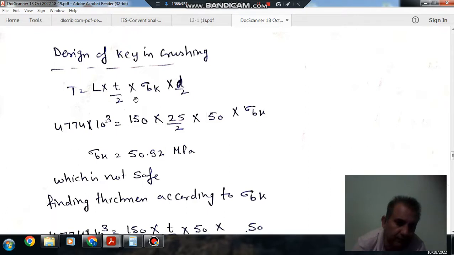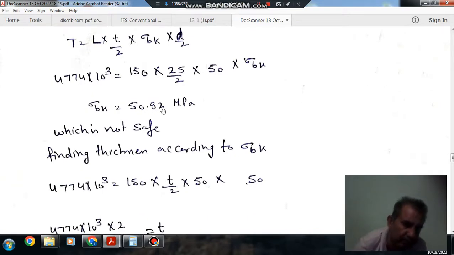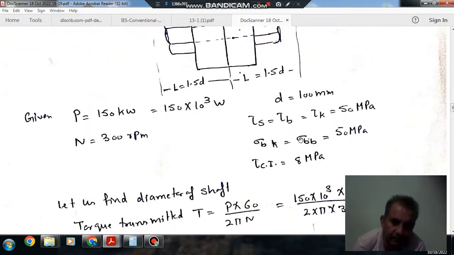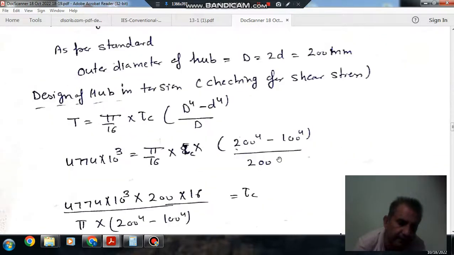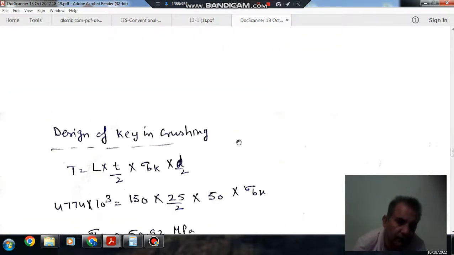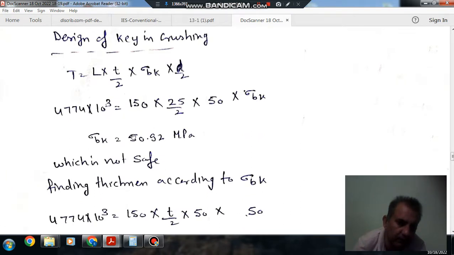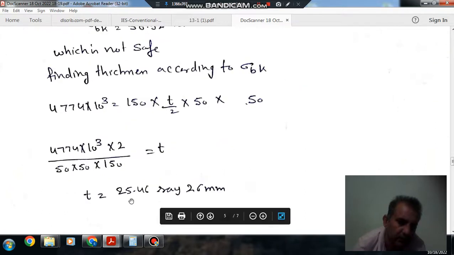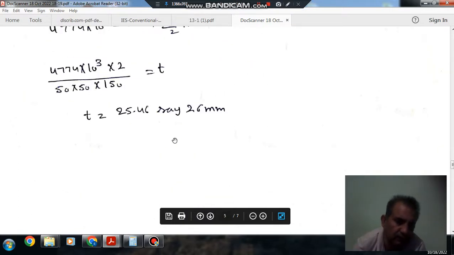Now we'll check for sigma bk, because we have all the values L, T, D and capital T. So sigma bk comes out 50.92. That is not safe, because the bearing stress for the key material is given as 50 MPa. So we'll redesign the key according to the stress of 50 MPa. Now we'll find out T. T is 25.46, so for safety we'll take it as 26 mm. So this is your 26 mm.